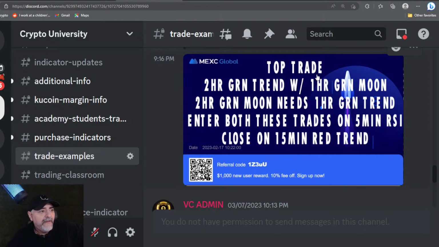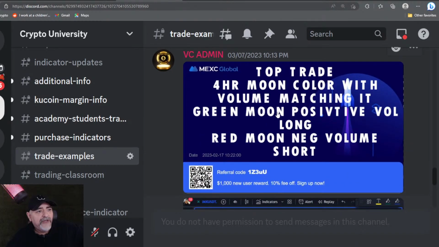Top trade right here. 2-hour green trend, we need a 1-hour green moon. 2-hour green moon needs a 1-hour green trend. Enter both of these trades on the 5-minute RSI, close on the 15-minute red. Very simple, right? Here's another top trade.